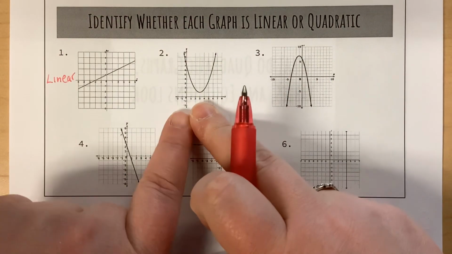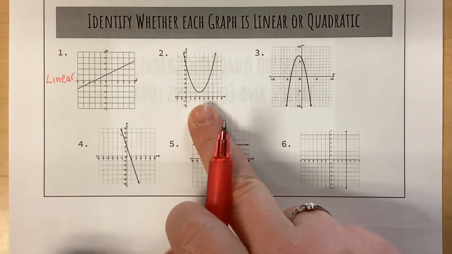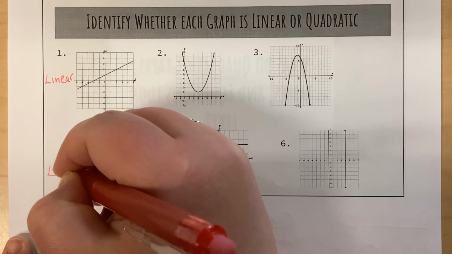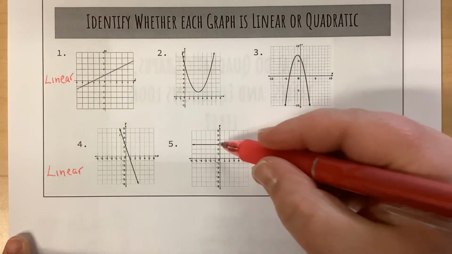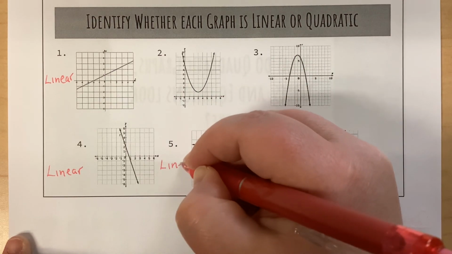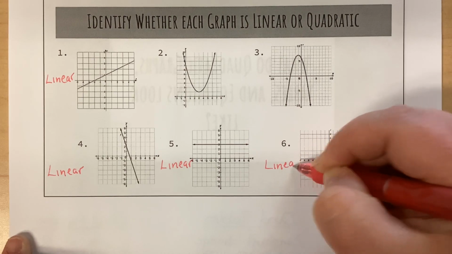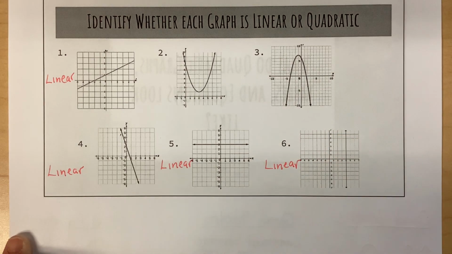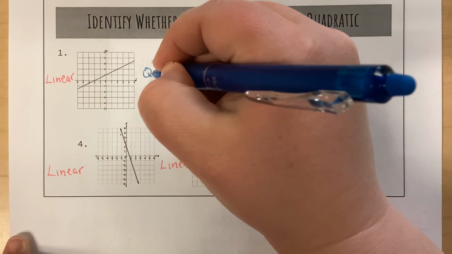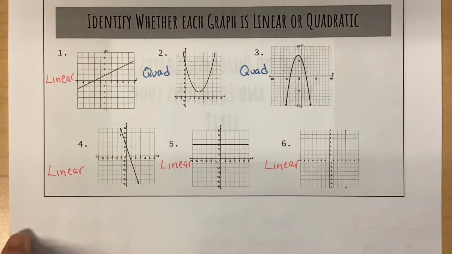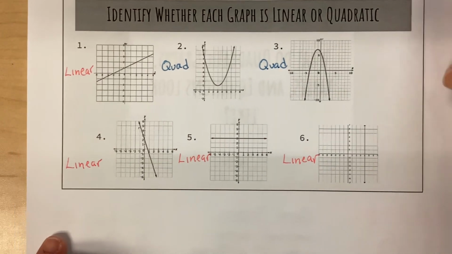Number 2 is not. That's a parabola. That's going to be quadratic. Same thing with 3. 4 is a straight line, so this is linear. 5 is a straight line, so that one's linear. And 6 is also a straight line, so that one is linear. So those 4 are linear. Numbers 2 and 3 are quadratic. The graphs are usually pretty easy to tell. It doesn't require too much work.